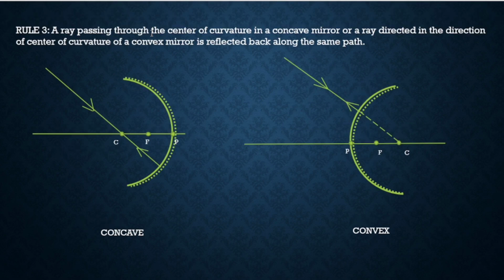रूल नंबर 3. A ray passing through the center of curvature in the concave mirror or ray directed in the direction of center of curvature of a convex mirror is reflected back along the same path. कोई भी रे अगर सेंटर ऑफ कर्वेचर से पास हो रही है, then it will reflect back along the same path. In the case of a convex, अगर रे ऑफ लाइट सेंटर ऑफ कर्वेचर की तरफ आ रही है तो वहीं से टकरा के रिफ्लेक्ट बैक हो जाएंगे.